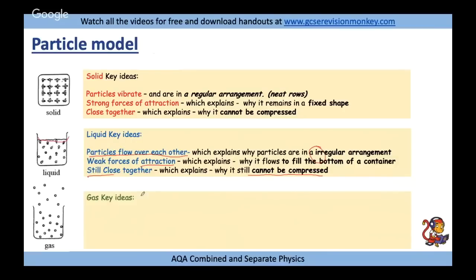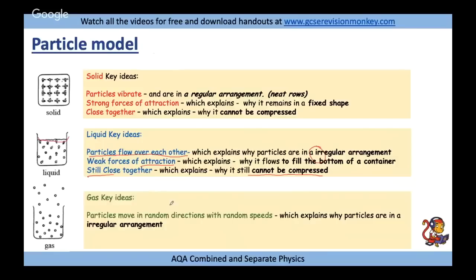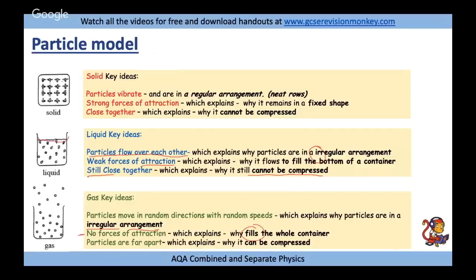Now key gas ideas then. So particles move in random directions with random speeds. This explains why particles are in an irregular arrangement. They move randomly. There are no forces of attraction. This explains why it fills the whole container when I put it in a box. And the particles are far apart. This explains why it can be compressed.